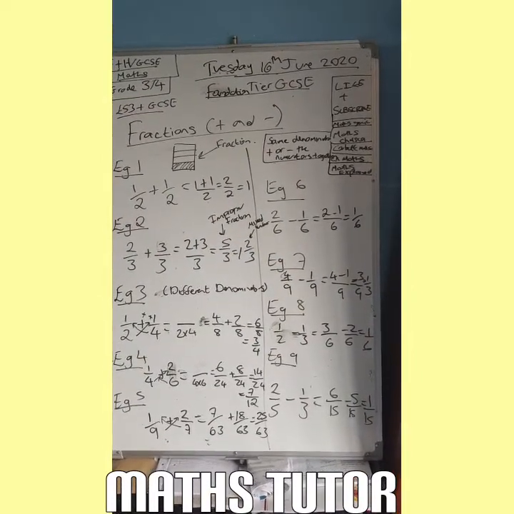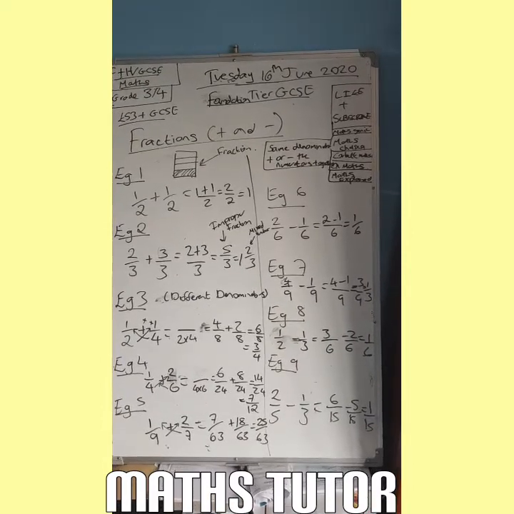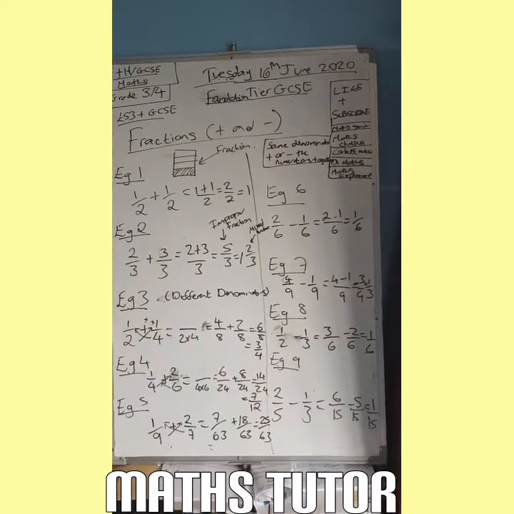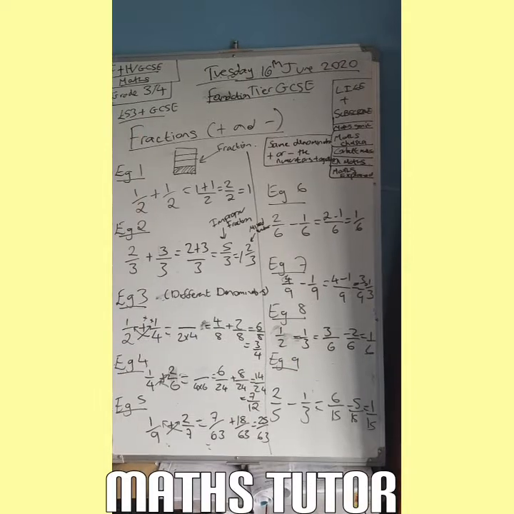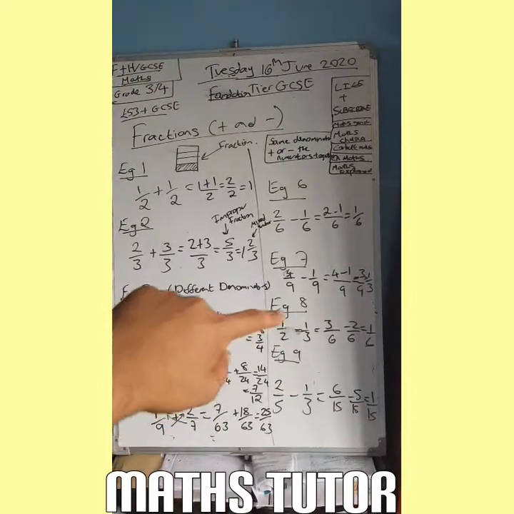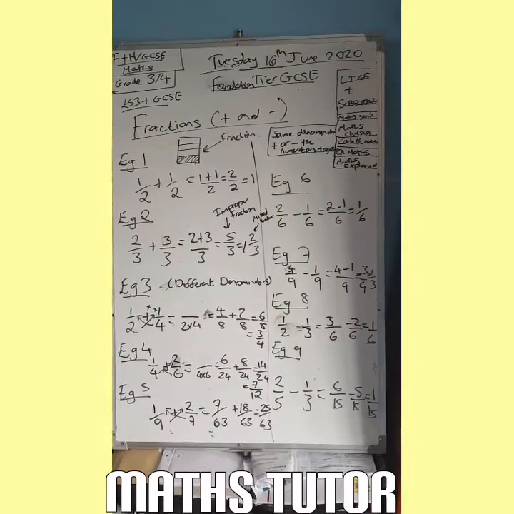Example 8 is a half minus a third. Again, the lowest common denominator will be 6, as 2 times 3 gives me 6. So it's going to be 3/6 minus 2/6, which is equal to 1/6. 3 times 1 is 3, and 2 times 1 is 2. So 3/6 minus 2/6 equals 1/6.